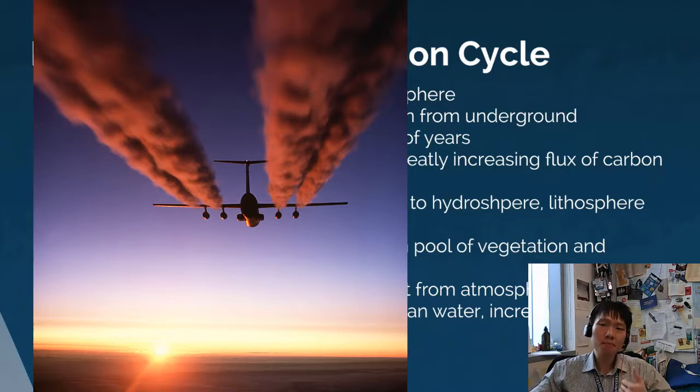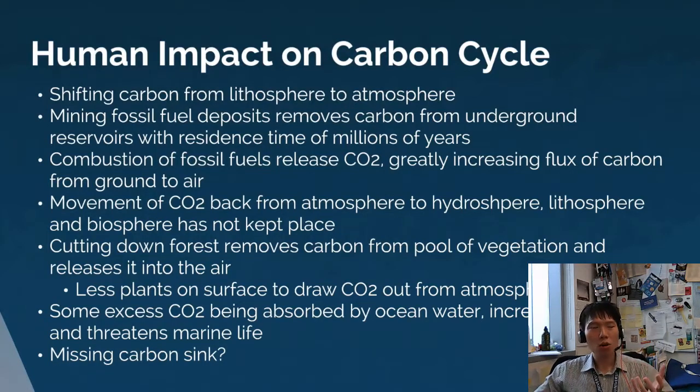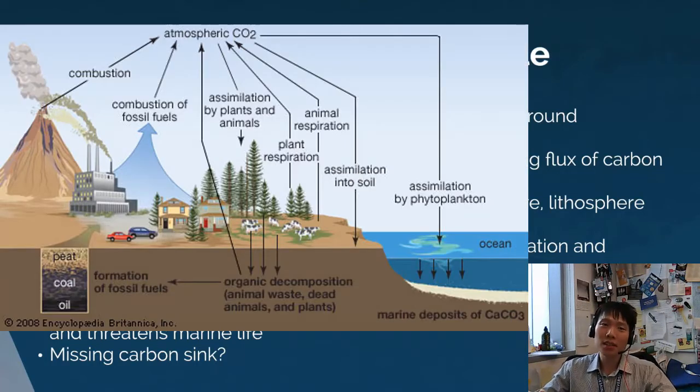Now, since the mid 18th century, the combustion of fossil fuels has added almost 276 million tons of CO2 into the atmosphere, just by burning, simple. The movement of carbon dioxide from the atmosphere back to the hydrosphere, lithosphere, and biosphere, however, hasn't kept pace. So overall it is one directional, it's not achieving equilibrium, which means there's a problem, right? And humans are not helping it.